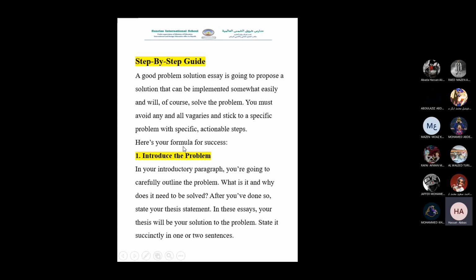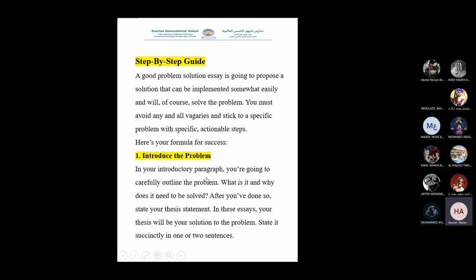Here is your formula for success. How to write your own problems and solutions paragraph. First of all, introduce the problem. Our paragraph's title today is homeless people. So I have to introduce the problem here, and I have to define the meaning of homeless. What does homelessness mean? Or what do homeless people mean?